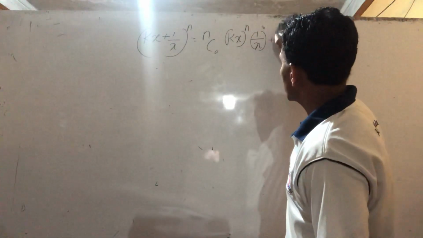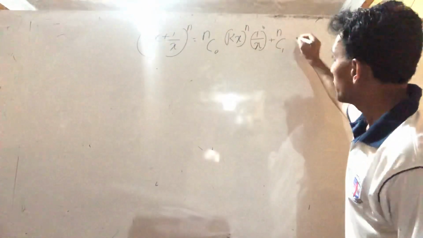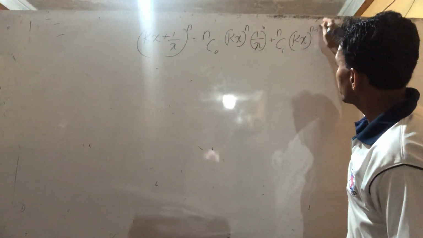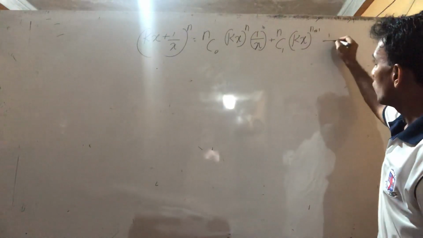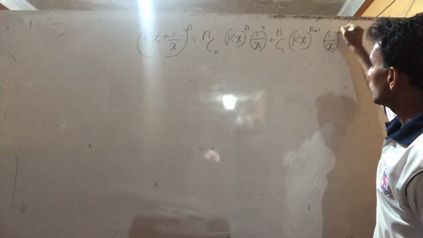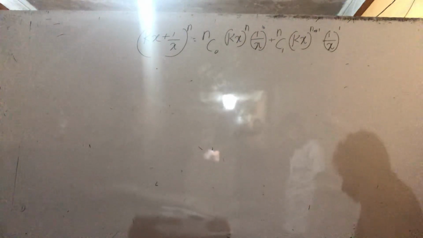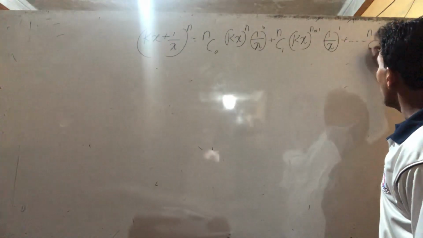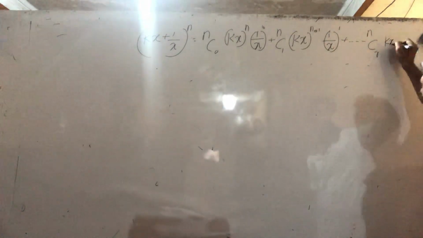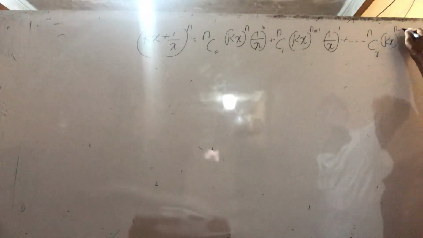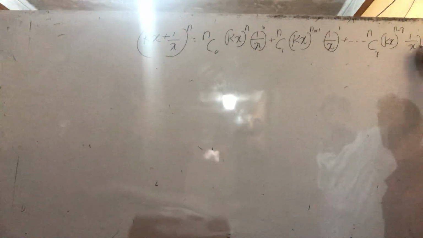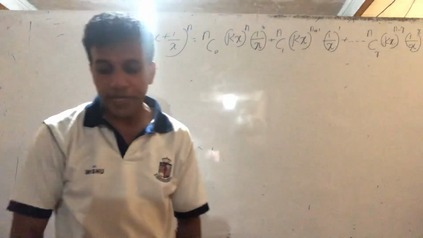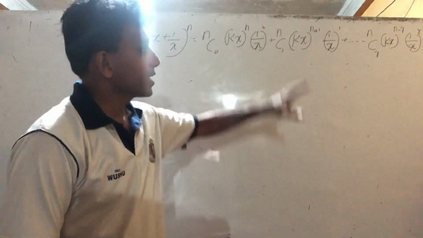Plus the other one, nC1 (kx)^(n minus 1) into (1/x) power 1. If I write the general term, nCr (kx) to the power n minus r into (1/x) to the power r, and it keeps moving, right? There are n plus 1 terms when you expand the power n.